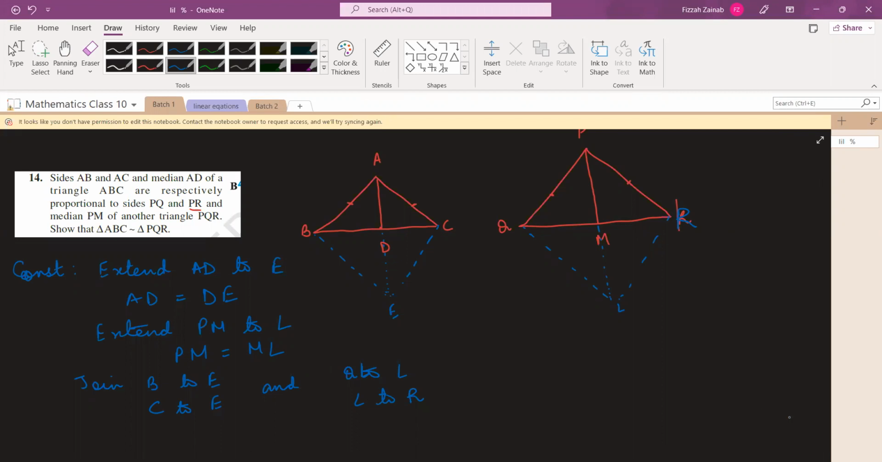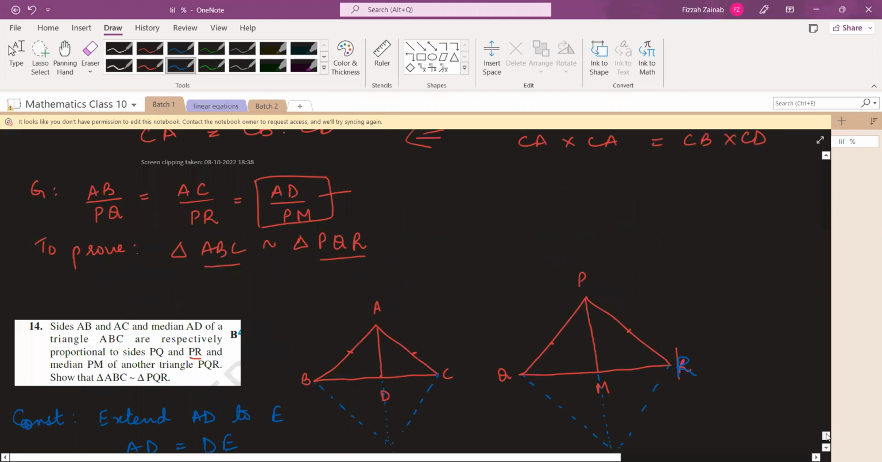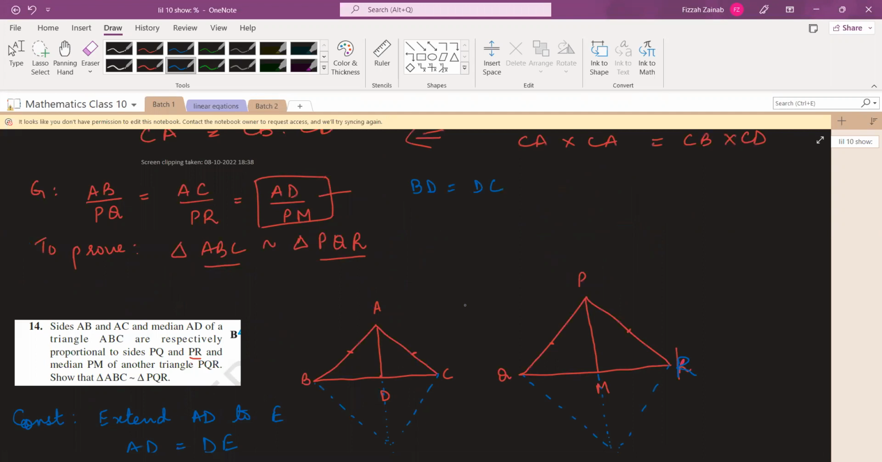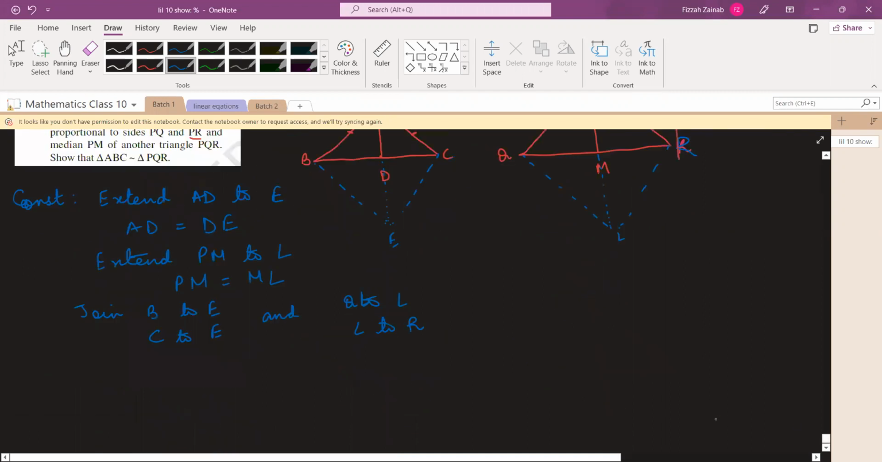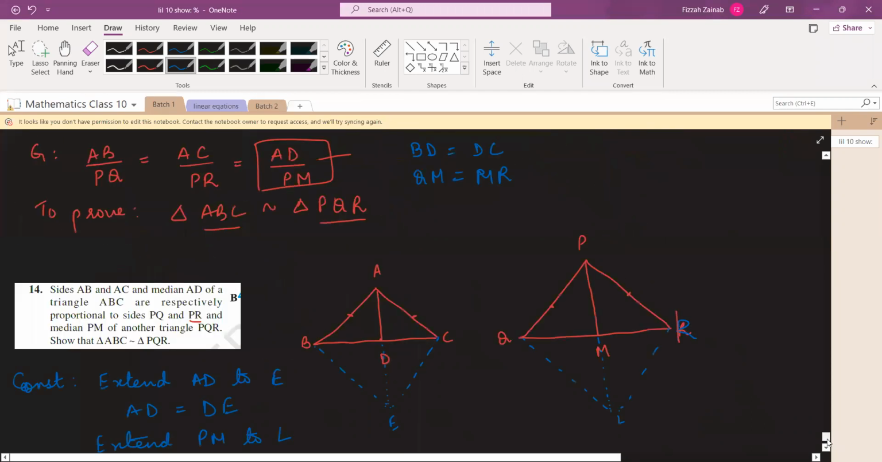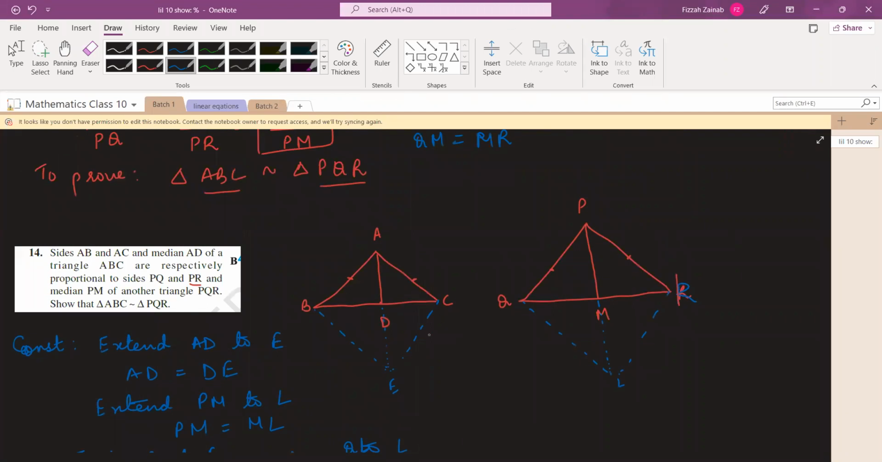One more thing was given here, because AD is the median: BD is equal to DC. And it was also given that QM is equal to MR because they are medians. So basically three things were given in the question. Now, if I consider this quadrilateral ABEC, BC is a diagonal and AE is also a diagonal. There's a property that the diagonals bisect each other, right?